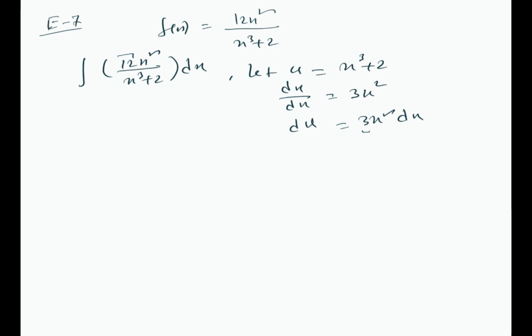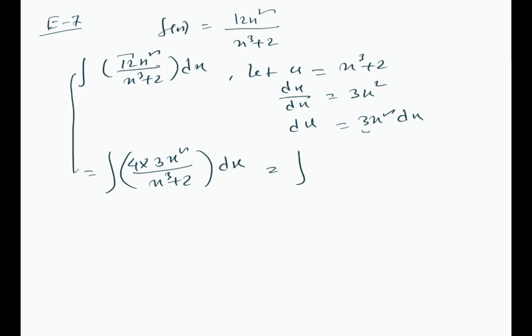So we need to divide it. 12 divided by 3 is 4. So we need to multiply it with 4. So 4 into 3x squared divided by x cubed plus 2 dx. This is the differential. Okay, this dx. So if you substitute u and du, then it would be 4 times du, right?